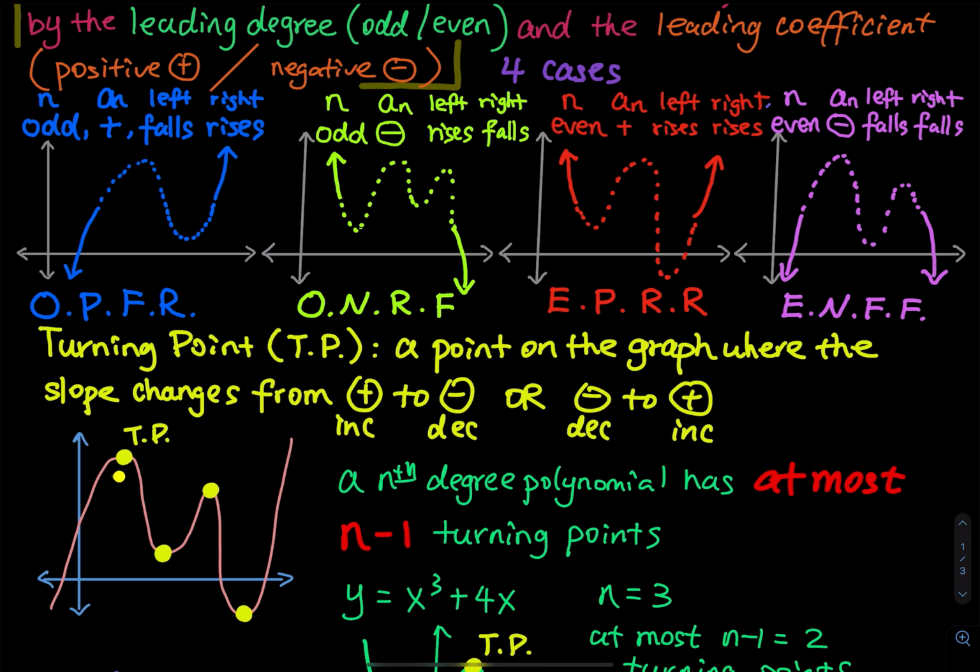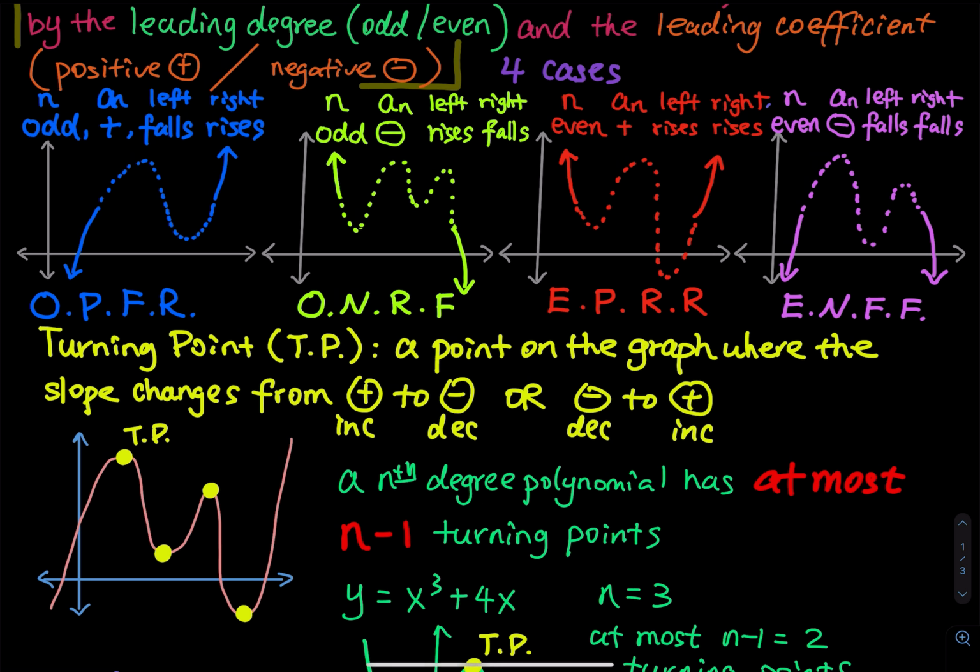So the first turning point, let's just call that a TP. Increasing to decreasing, just like playing a roller coaster. Going up, going down, you have a turning point, going down, going up, turning point, going up, going down, another turning point, going down, going up, another turning point.